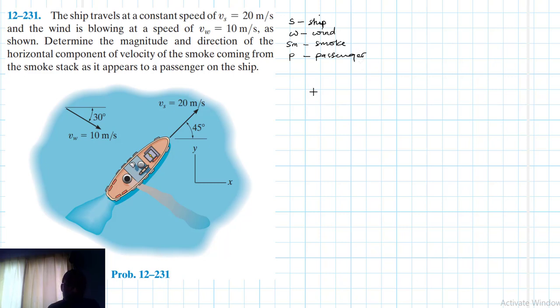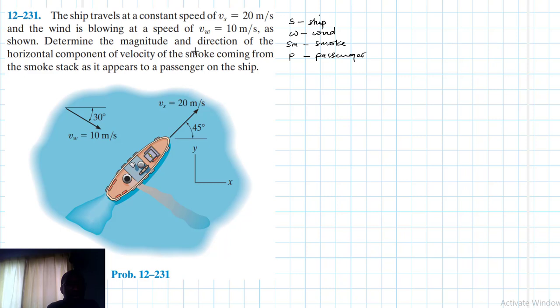Alright. So we are being asked here to determine the magnitude and direction of the horizontal component of velocity. I'm not sure why they mentioned horizontal, because I will have both horizontal and vertical components, right? And then we use that to find the magnitude and direction. So I will say: determine the magnitude and direction of the smoke coming from the smokestack as it appears to the passenger on the ship. I'll just read it like that.